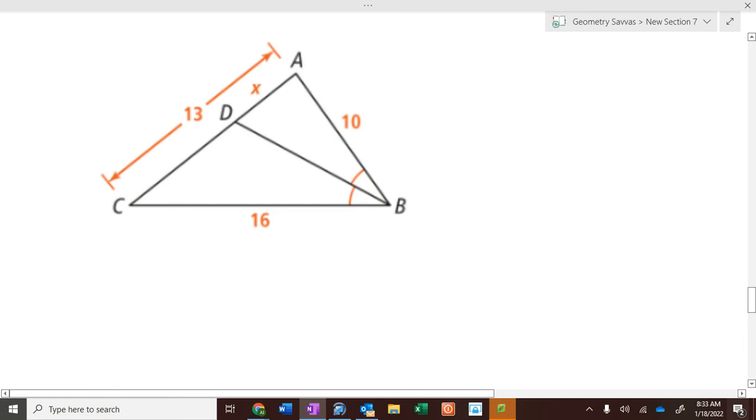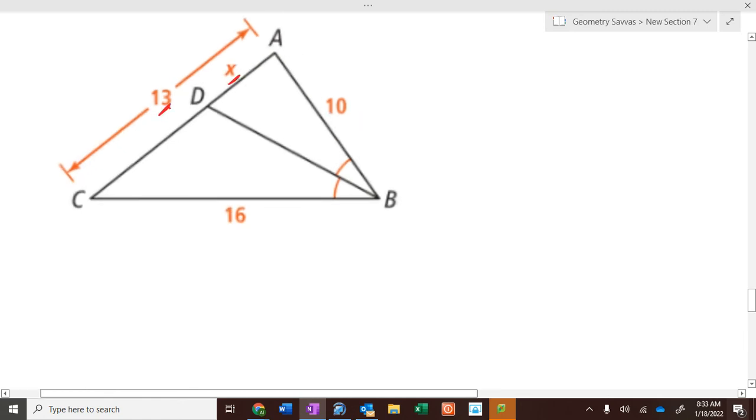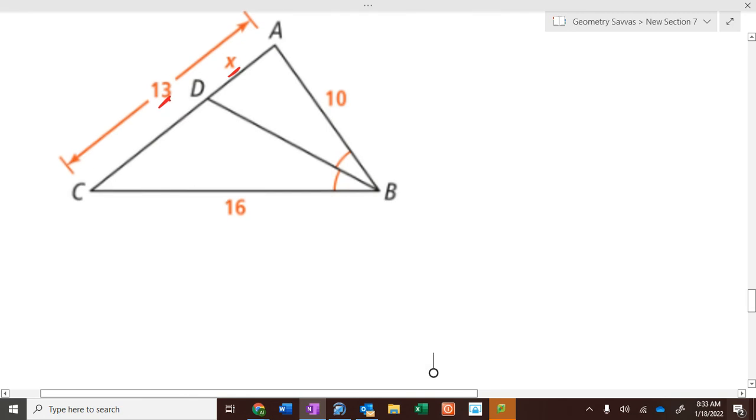If this is x and the whole thing is 13, what's left for CD, Julia? How would we write CD as an expression if this part is x and the whole thing is 13? Not x minus 13, but 13 minus x. We have to go in the order of 13 minus x. Because if this is 13 and this is 3, then 13 minus 3 would be 10. So we would just subtract those, but we have to take the whole distance minus this part. Now we set up a proportion.